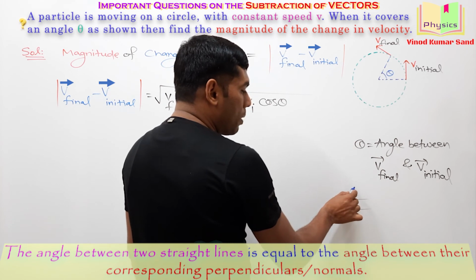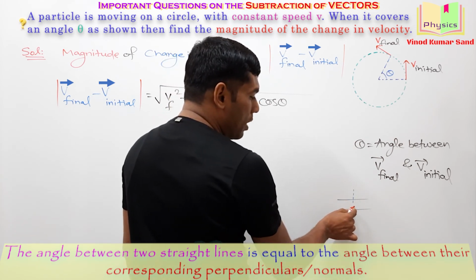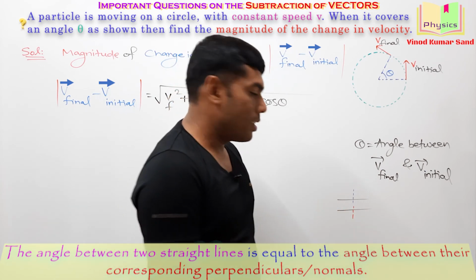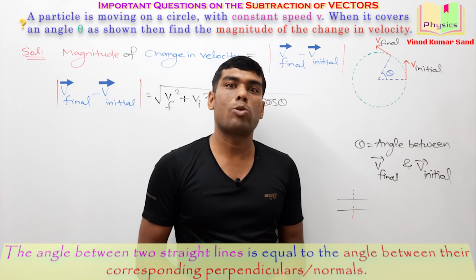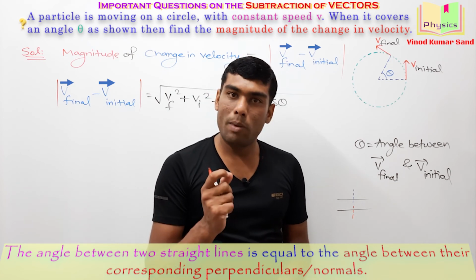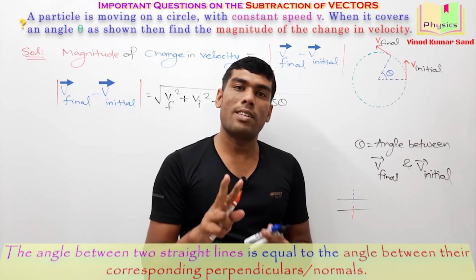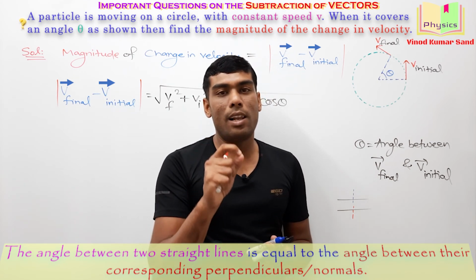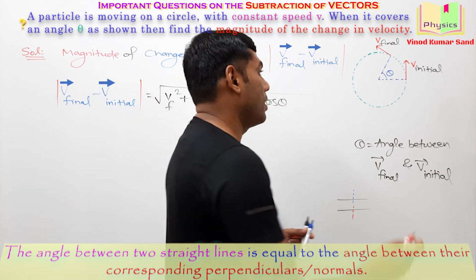The normal or perpendicular to the first line is like this, and the normal or perpendicular to the second line is like this. What is the angle between these two normals? That is also 0. Getting my point? If the angle between two straight lines is theta, then the angle between their corresponding perpendiculars will also be theta.